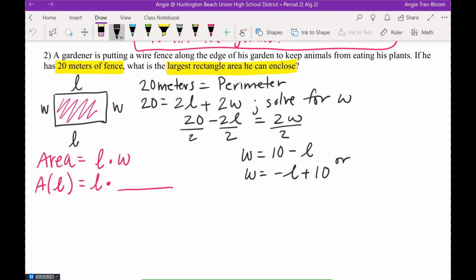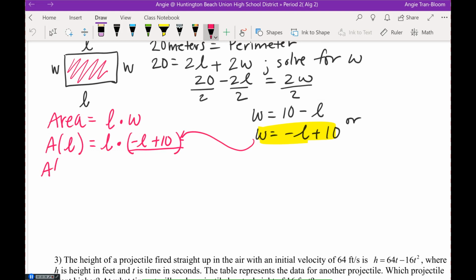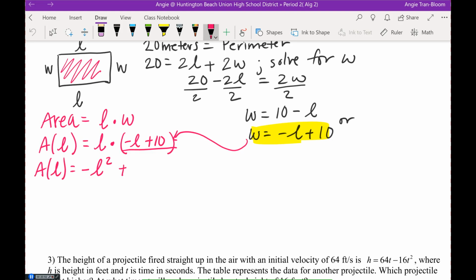Okay. Guess what I do with this thing? I plug into my area formula because that's what W is. What's W? Negative L plus 10. What do I do now for my area formula that has an L as an input? Times it out. You're right. Distribute the L in the front. What's L times negative L? Negative L squared. What's L times 10? Plus 10L.